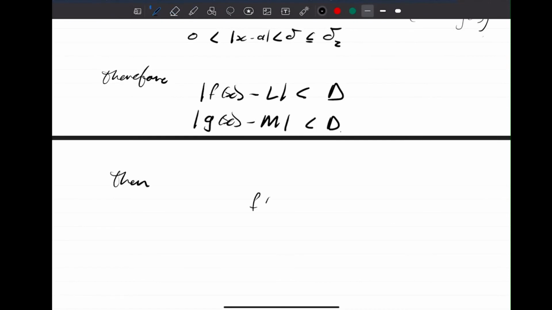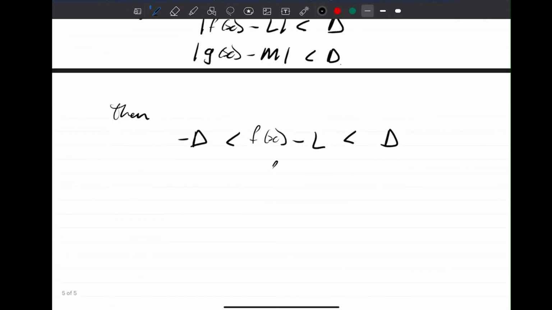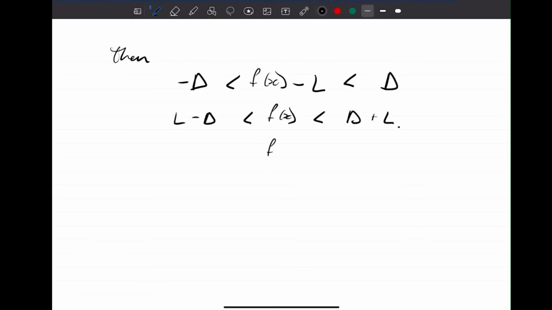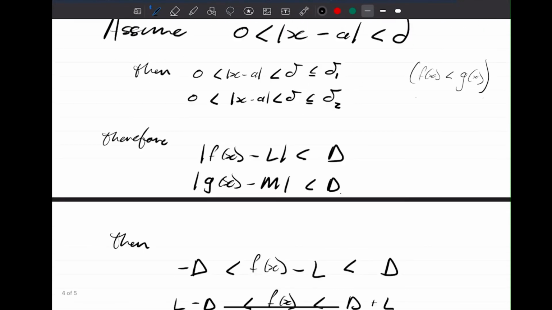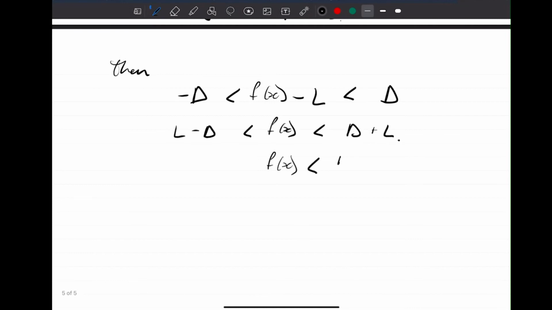So if the absolute value of f of x minus L is less than D, then f of x minus L is between minus D and D. And let us add an L everywhere, so L minus D, D plus L. And remember, where are we trying to get? f of x should be less than g. So in fact, we only need the right-hand side here. So let us write out the definition of D, m minus L over 2, plus L.